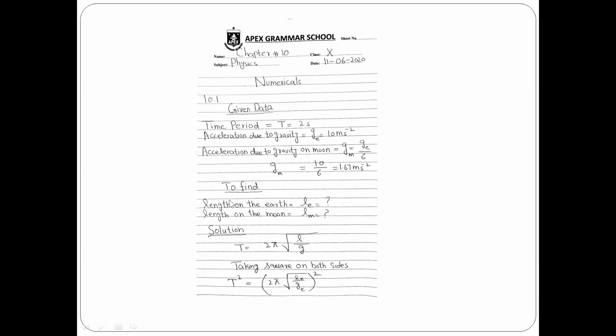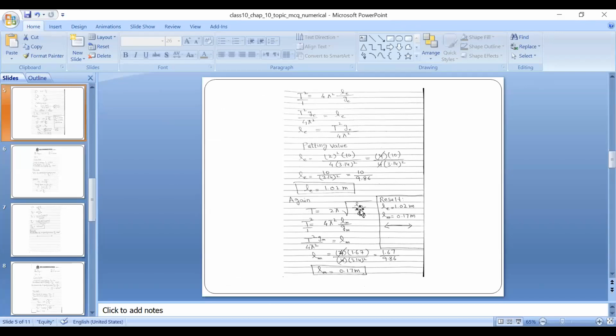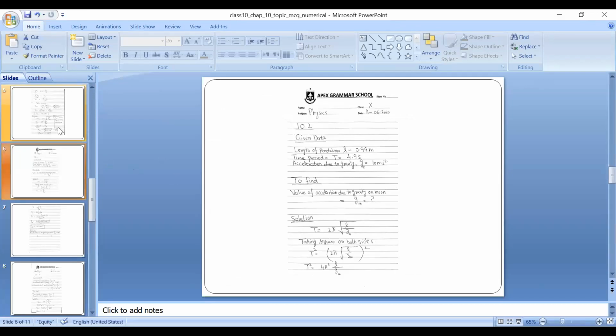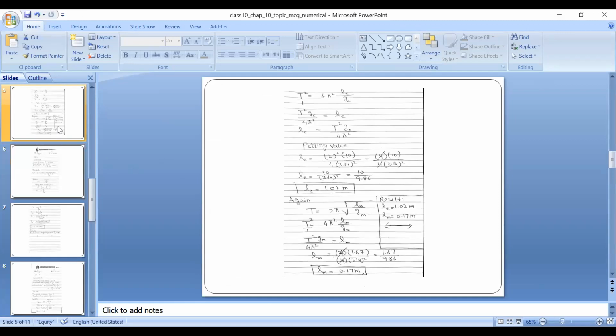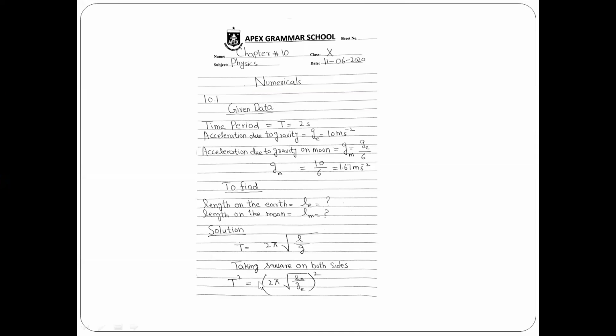So the next one to find, we need to find these things. Length on the Earth. Since E stands for Earth, it is LE. So length on Earth we need to find out. Sorry, we are on the wrong slide. Right. This one, length on Earth. Length on Earth is LE and length on the Moon is LM.